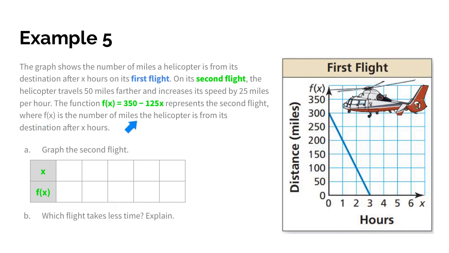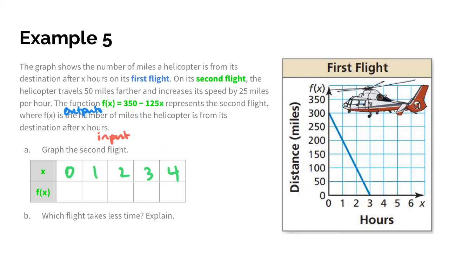Okay, f of x is the number of miles, and x is hours. So think of hours as my inputs, and my miles as my outputs. So I'm going to choose inputs from my graph. I'm going to go 0, 1, 2, 3, and 4. So I'm going to look at 4 hours here total. And what I'm going to do is plug each of these numbers into my function.